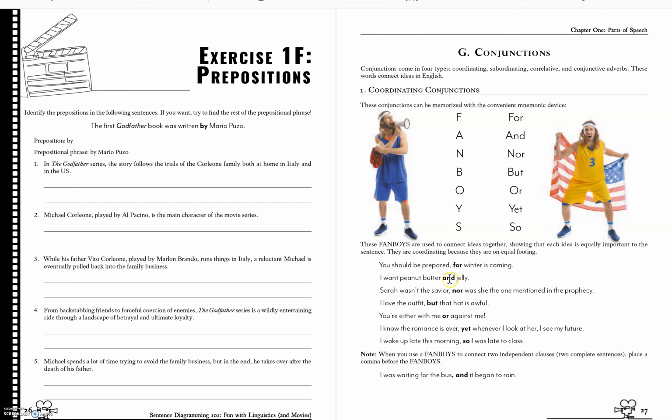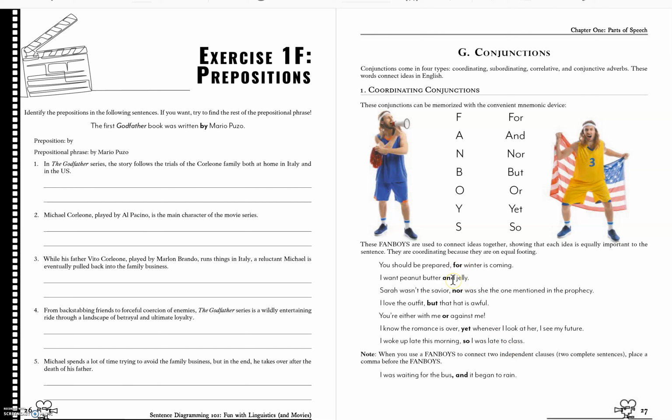Now, you don't put a comma between peanut butter and jelly, right? Because jelly is not a complete sentence. There's no subject and verb. It's just one word. Nor here, you've got a complete sentence on either side. Same with but. Or here you don't have one on either side. So that's why there's a comma or not a comma. So those are things to keep in mind when you're using them.